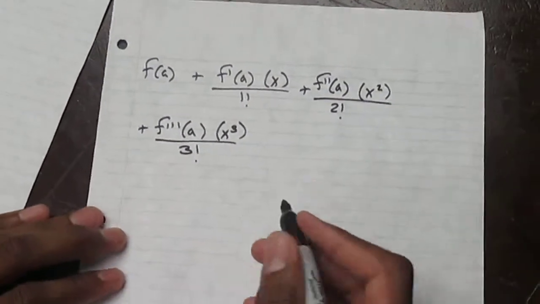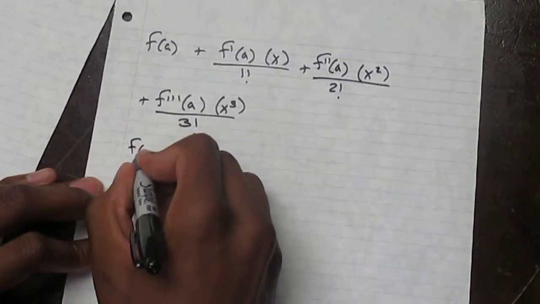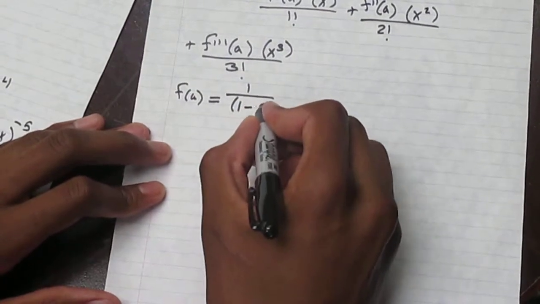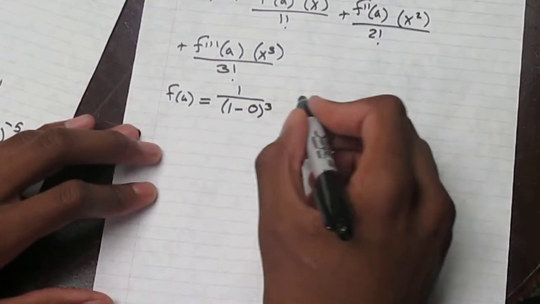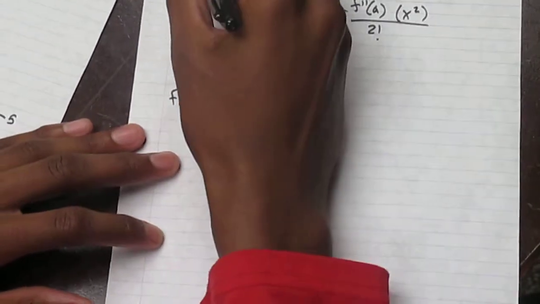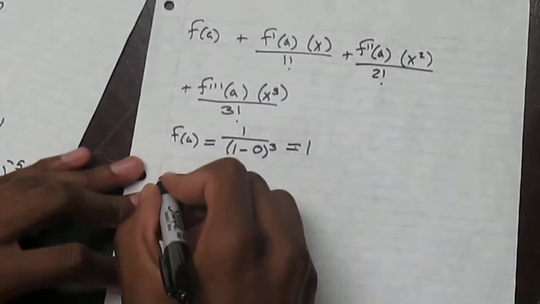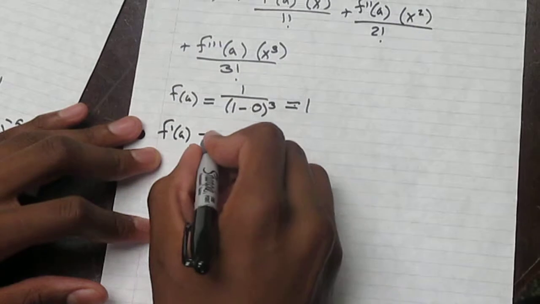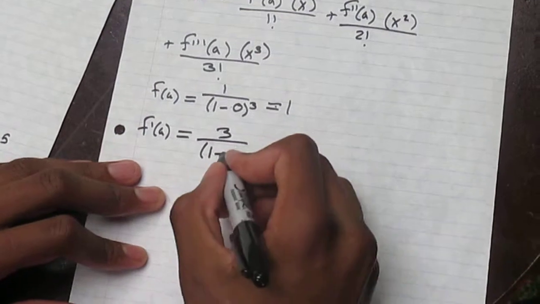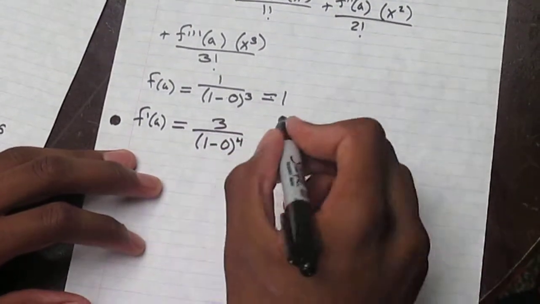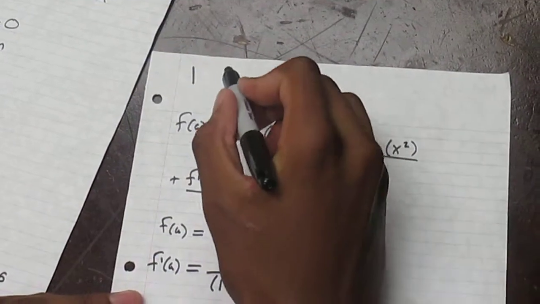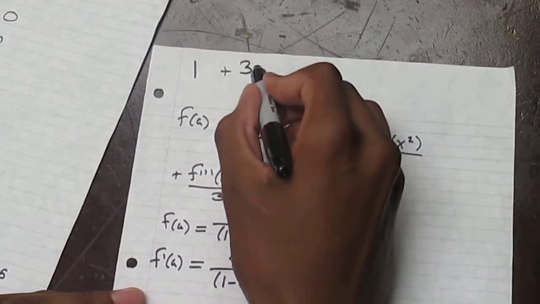So let's write this out. f of a equals 1 over 1 minus a, which is 0. So 1 minus 0 cubed equals 1. So the first term is 1, right up top. And then f prime of a equals 3 over 1 minus a, which is 0, to the fourth, equals 3. So here you have to multiply by x and divide by 1, which is 3x.